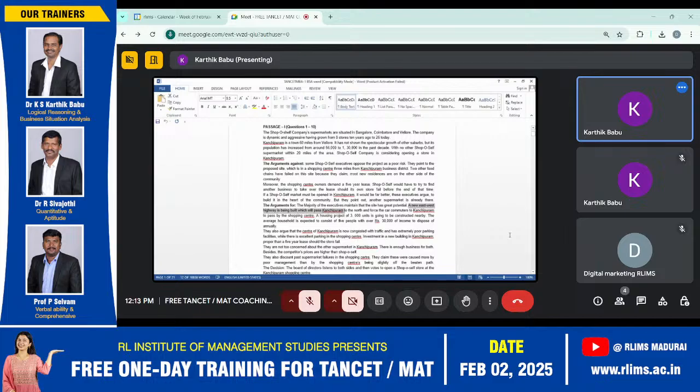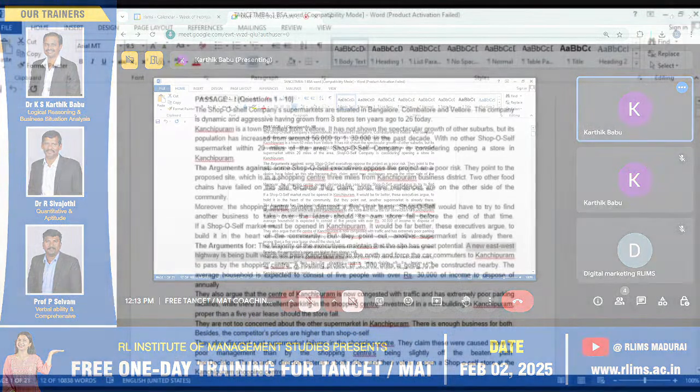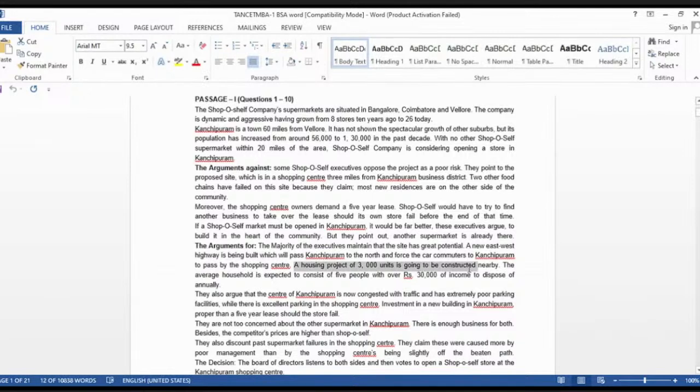நெக்ஸ்ட் ஒன், அடுத்து பார்த்தீங்கன்னா ஒரு ஹவுசிங் ப்ராஜெக்ட் ஆஃப் 3000 யூனிட்ஸ் இஸ் கோயிங் டு பி கன்ஸ்ட்ரக்டட் நியர்பை அப்படின்னு சொல்றாங்க. தென் அடுத்தது முக்கியமான பாயிண்ட், தி ஆவரேஜ் ஹவுஸ்ஹோல்ட் இஸ் எக்ஸ்பெக்டட் டு கன்சிஸ்ட் ஆஃப் 5 people with over 30,000 ஆஃப் இன்கம் டு டிஸ்போஸ் ஆஃப் ஆனுவலி அப்படின்னு சொல்றாங்க.